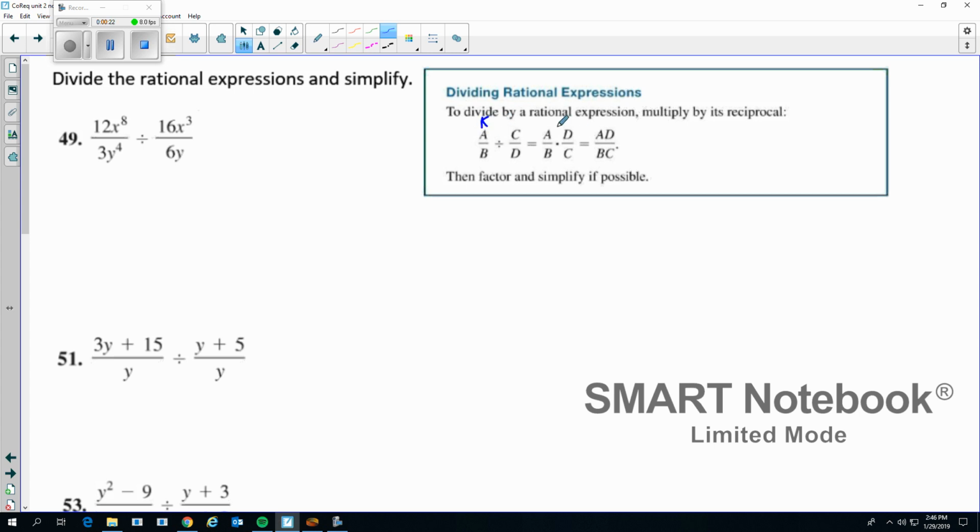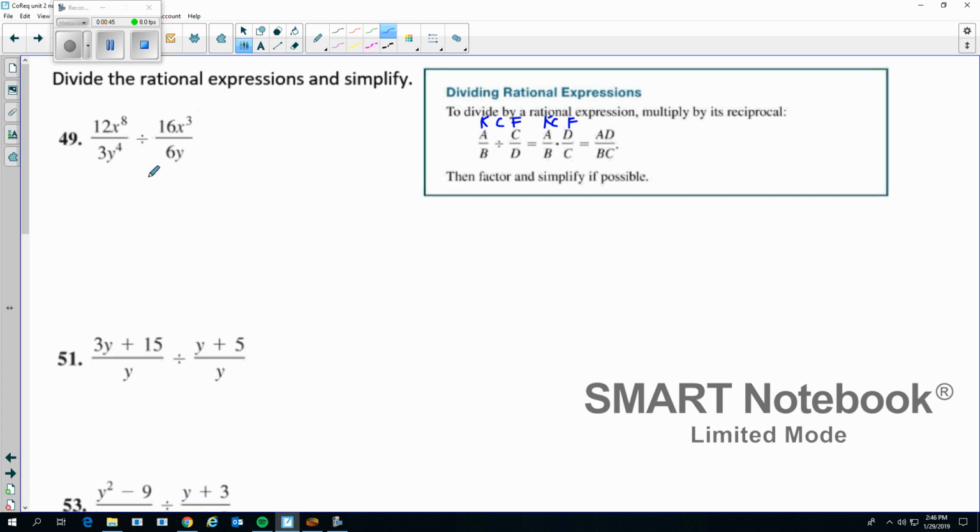You keep the first one the same. Then you're going to change the division to multiplication, and then you have to flip the second fraction. It has to be the second one. It can't be the first one. Okay, so it's called keep, change, and then flip.